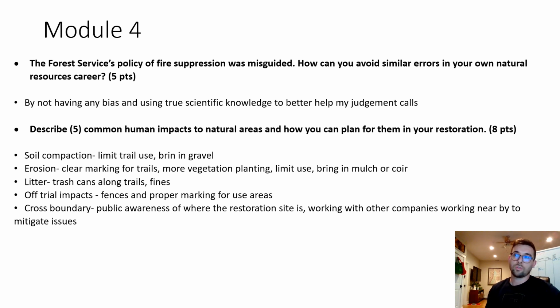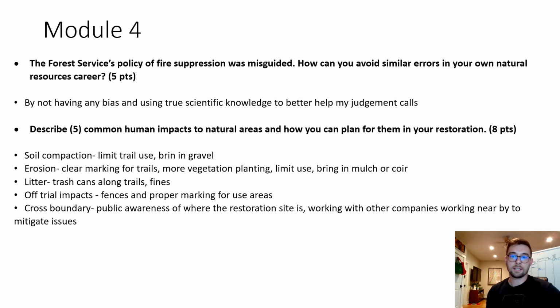They were really misguided because they kind of thought less of the people that were doing the fires. You cannot have any bias when using true scientific knowledge. If somebody's doing something, instead of just saying, psh, that's not going to work, maybe look at their results, maybe look at why they're doing it, and perform experiments of your own and say, oh dang, that actually does work. So don't jump to conclusions, really.